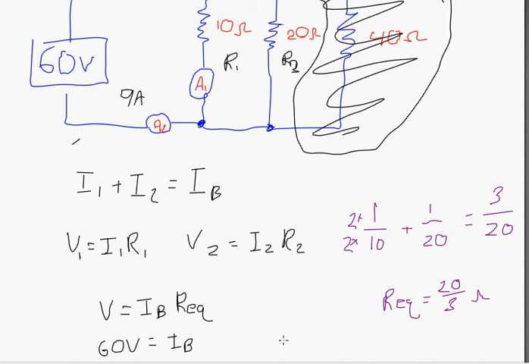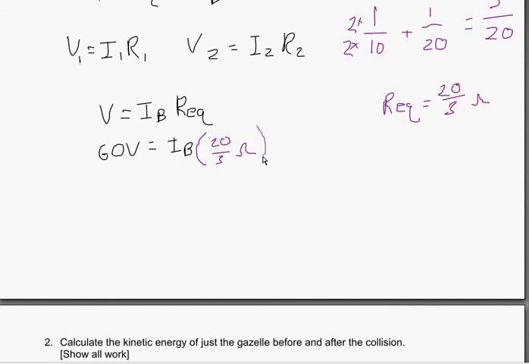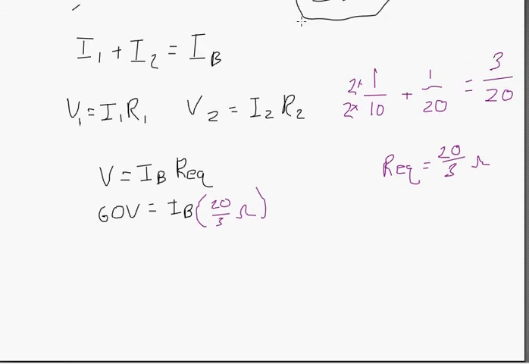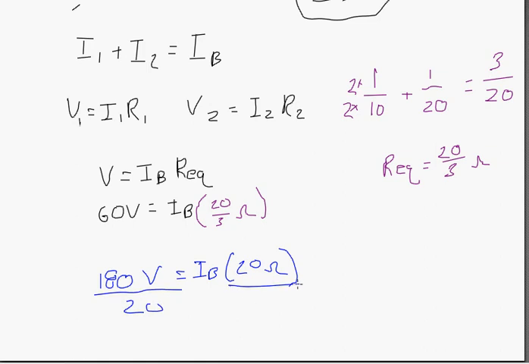And then I could go like this. That goes right here, 20 over 3 ohms. I'm going to scroll down just a little bit to give myself a little more space. Ignore this writing. And now what I'm going to do is pick another color and multiply both sides by 3, which gives me 180 volts equals IB times 20 ohms. I just multiply by 3 on the bottom. And now I'm going to divide both sides by 20, and we get I equals 9 amps.